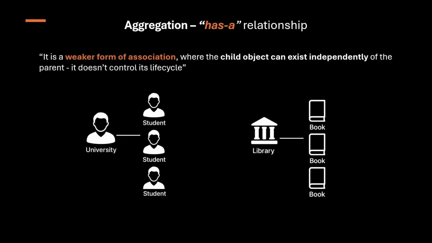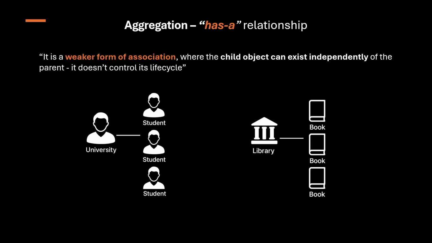Now, the next form of object relationship is aggregation. Aggregation represents a has-a relationship between two classes. It is a weaker form of association where one class can exist independently of the other. That means just because one class uses another, it doesn't control its life cycle.